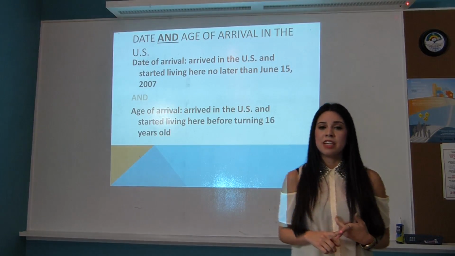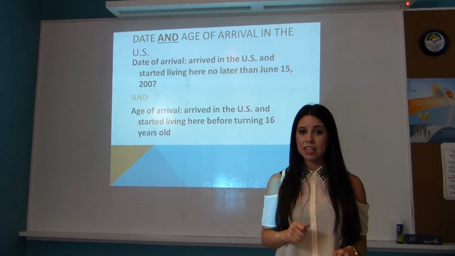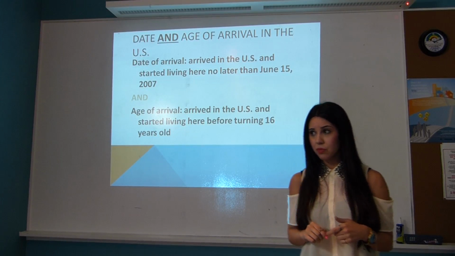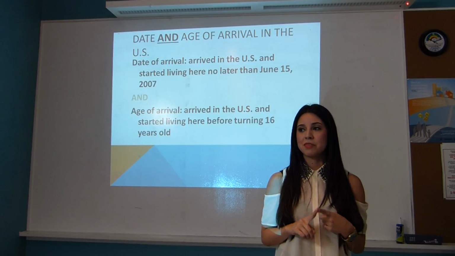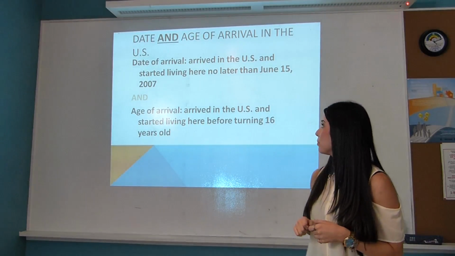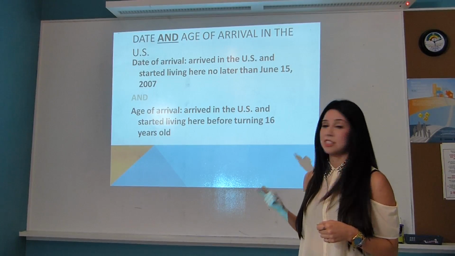For a person to qualify for DACA, they must have arrived in the U.S. and started living here before June 15, 2007. They must also have been under 16 when they arrived in the United States. So, been here by June 15, 2007, and be under 16 years old when they started living here.